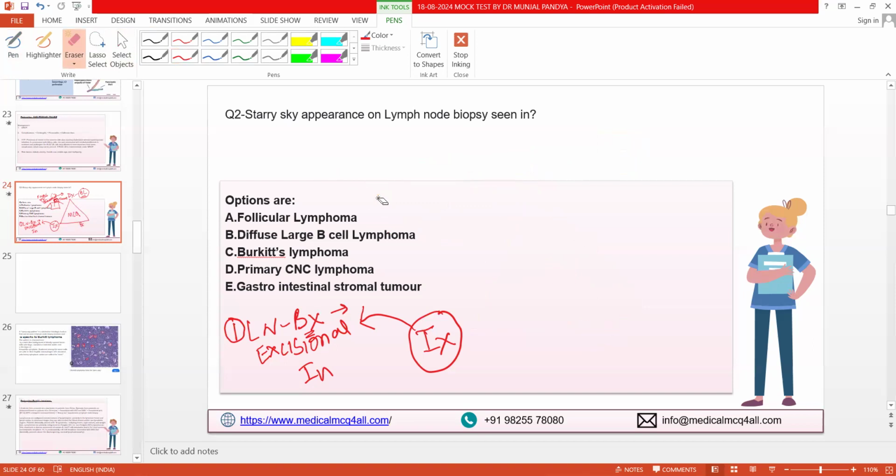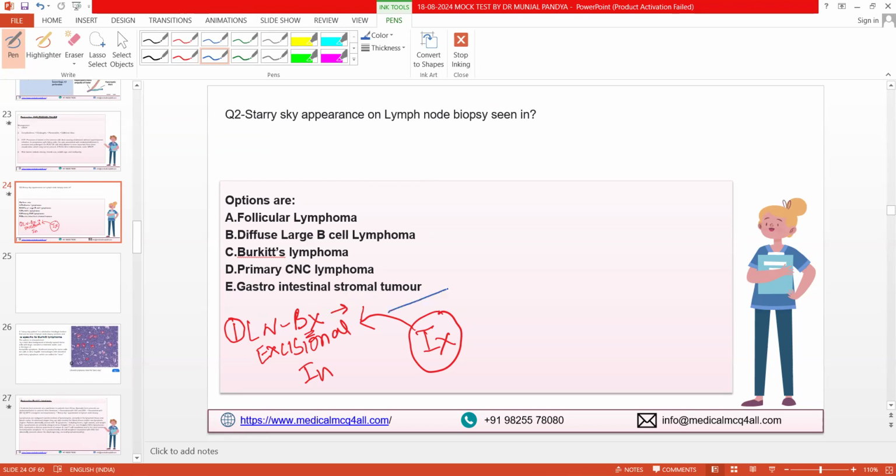What can you see, Radhika, in an excisional lymph node biopsy in a suspected case of Burkitt lymphoma? These are all questions. Don't take them lightly, because they may ask you this. Just tell me yes or no. If you don't know, say "I don't know." So we go ahead a little bit, just to save time.